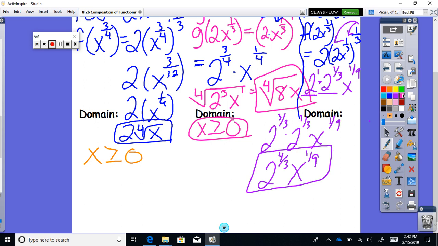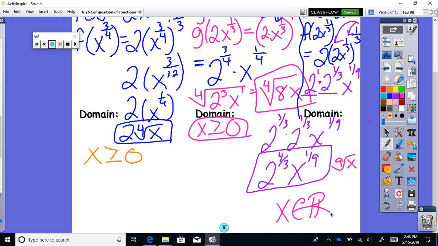Domain. The part with the x, this is the 9th root of x to the first. So it's an odd root, so it's all real numbers. There's no fractions here. I could rewrite this a little bit, but I'm just going to leave it like that for simplicity. We'll maybe practice how to change this back to radical form.